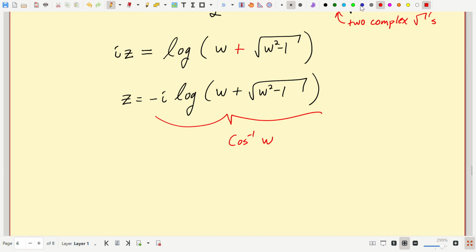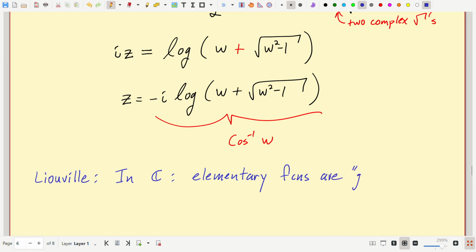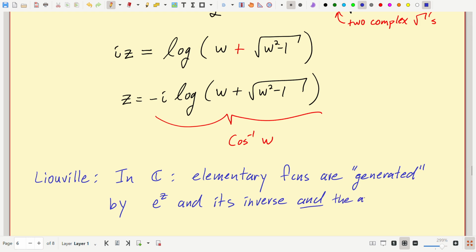So on the way to Liouville's theorem, the elementary functions in C, when you let go into the complex domain, the elementary functions are, fancy word, generated, meaning you compose them together over and over again by simply e to the z and its inverse and the algebraic functions, meaning things like you get in the quadratic formula with square roots. Of course, they get more complicated for higher order polynomials.